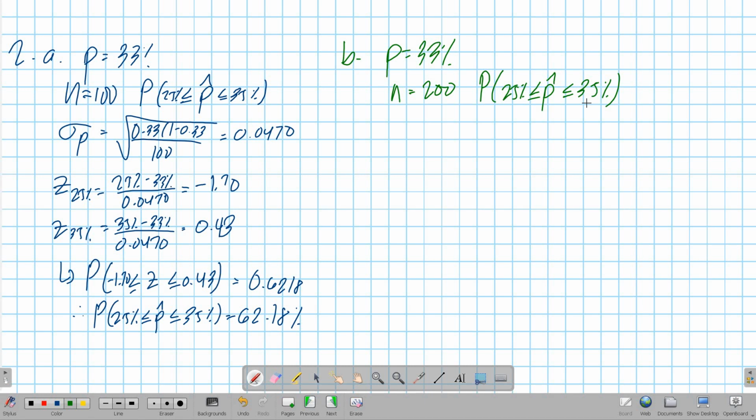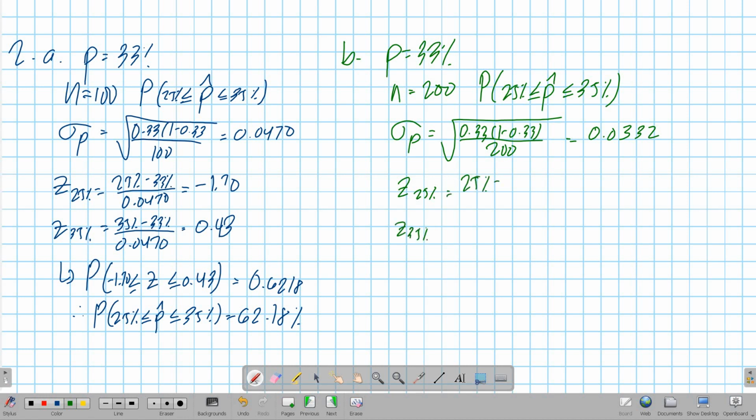Alright, so I assume you paused the video and computed it, so let's see. First, we have our standard error, which is the square root of 0.33 times (1 minus 0.33) over 200, which gives us a standard error this time of 0.0332.